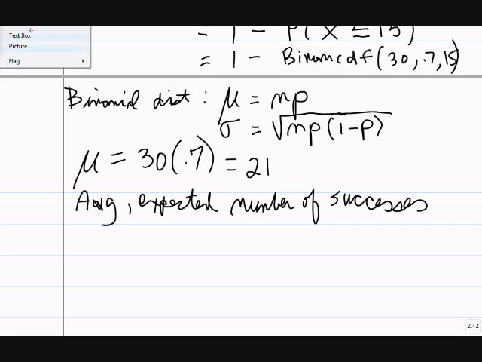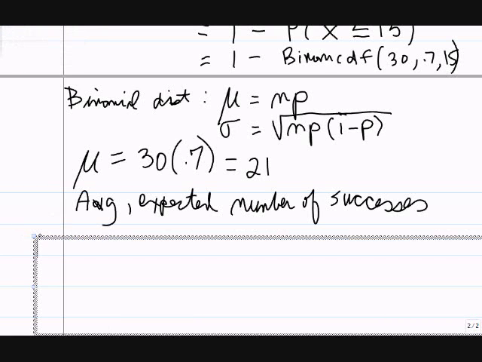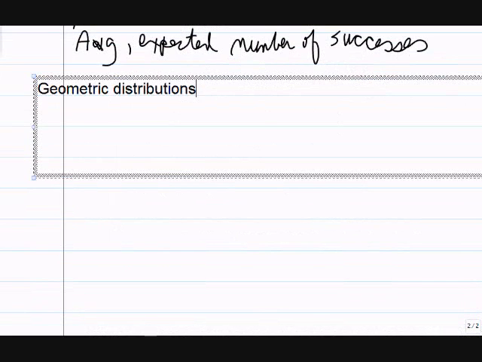Onward to talking about a geometric distribution. I'm done with the binomial. Geometric distributions are a little bit easier to understand, I think, than binomial distributions. It's another named random variable. This random variable does not have a set number of outcomes. It could have infinite outcomes, but it can still be a random variable.